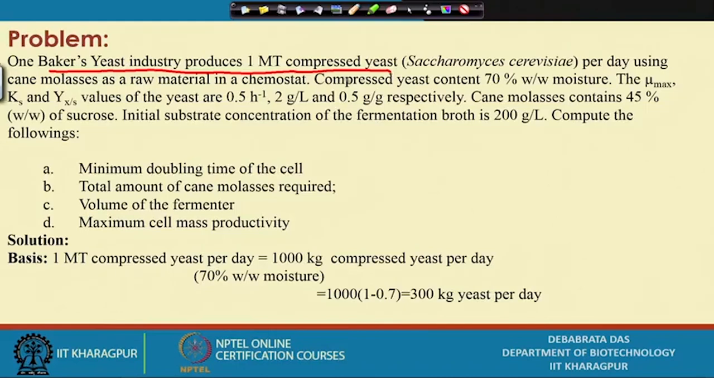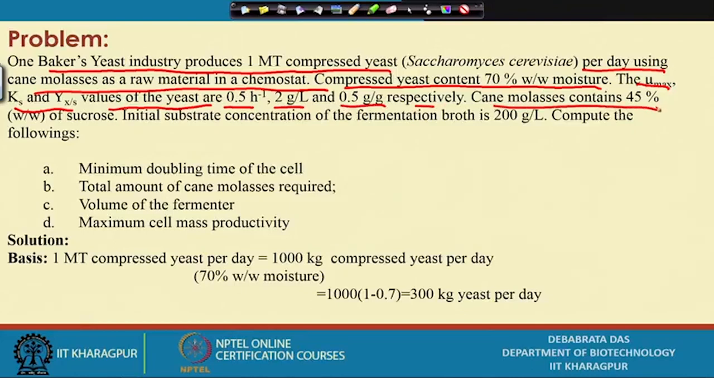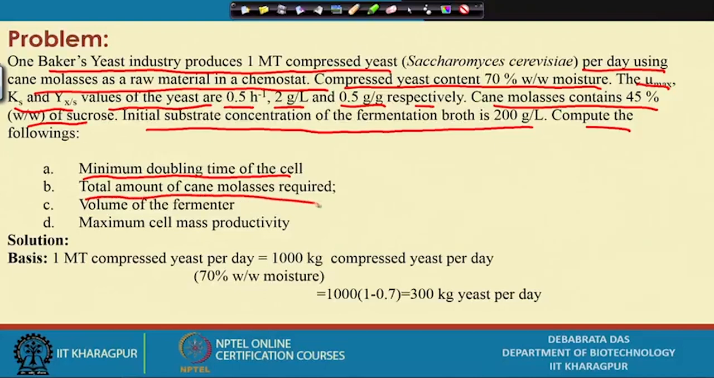Now, 1 metric ton of compressed yeast per day is produced using cane molasses as the raw material in a chemostat. Compressed yeast contains about 70% weight by weight moisture. Mu max, Ks and Y X by S values are given as 0.5 per hour, 2 grams per liter for Ks, and 0.5 gram per gram for Y X by S respectively. Cane molasses contains about 45% weight by weight sucrose. The initial substrate concentration of the fermentation broth is 200 grams per liter. We have to compute the following: the minimum doubling time of the cells, the total amount of cane molasses required, the volume of the fermenters, and the maximum cell mass productivity.